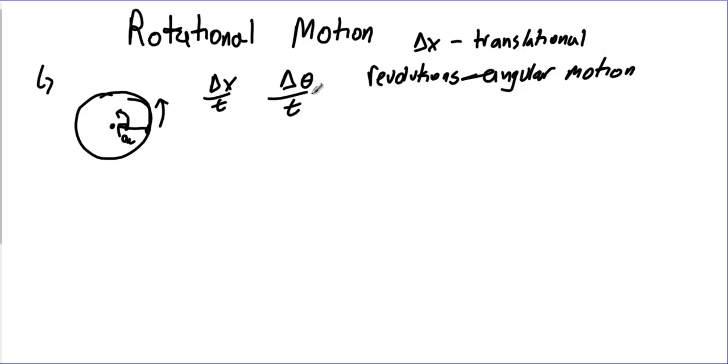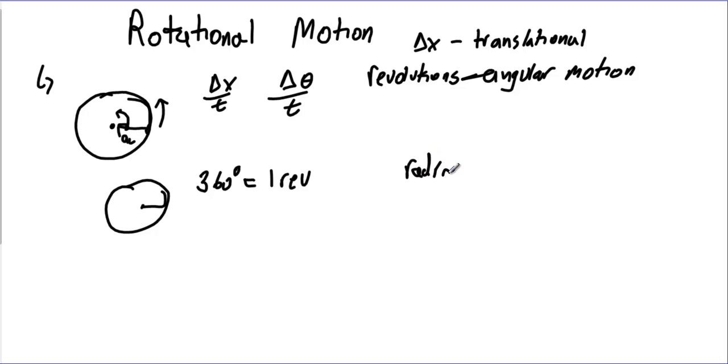So in angular motion, there's a whole bunch of different ways to talk about this. You can talk about a circle in terms of degrees. You have 360 degrees in a circle. 360 degrees equals 1 revolution. But that's not the handiest method for doing this. Instead, we like to use this unit called the radian.